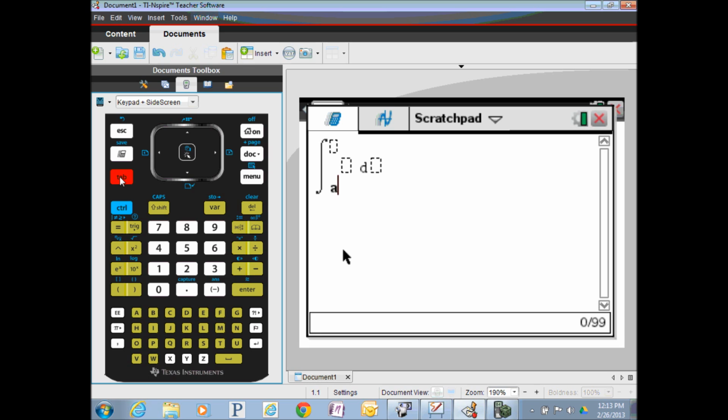My first region goes from A to B. I don't know why it won't let me choose that one, but if I tab again, now I can punch it in. I said the red one was the top one, so that's my F2 of X. And my blue one is the bottom one, so that's my F1 of X. I'm integrating that with respect to X. If I hit enter, there's the area of the first region.